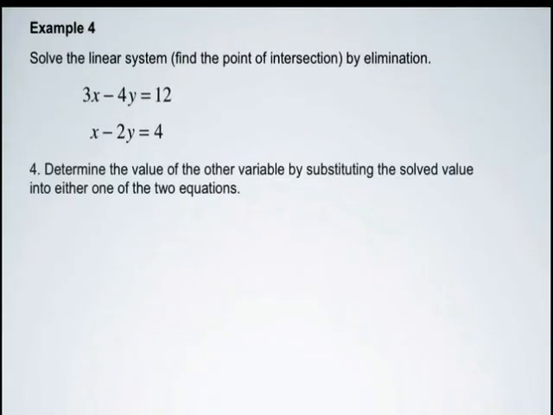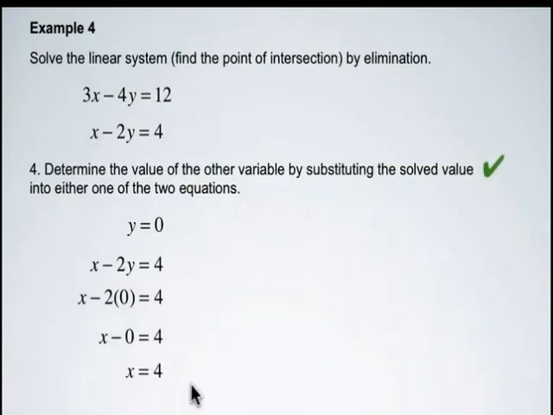So now we have to determine the value of our other variable, which is our x, by subbing in to one of the other two equations for y equals 0. So when we do that, we're going to sub into the second equation for y equals 0. This is x minus 2 times 0 is equal to 4. And this then simplifies to be 2 times 0 is 0, so then x is equal to 4.